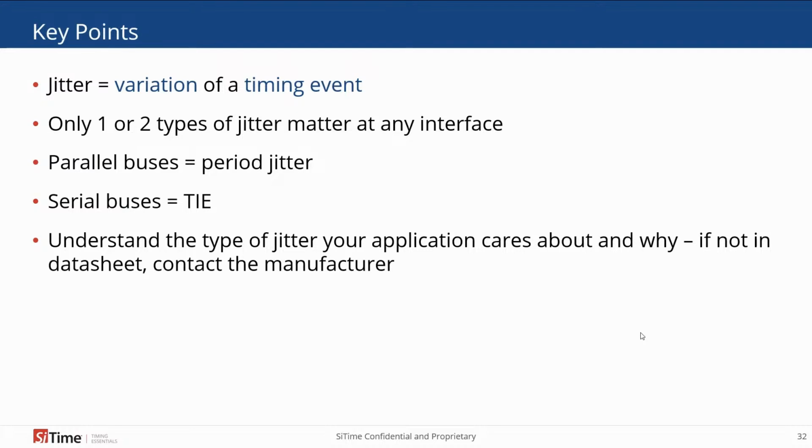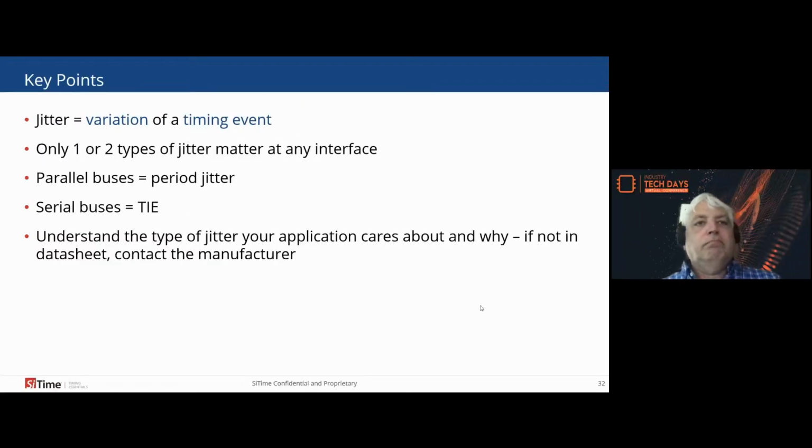And keep in mind that only one or two types of jitter matter in any given interface. If you're working with parallel buses, you care about period jitter, and serial buses care about time interval error jitter. And the key point, the last bullet here, is that you really try to understand your application from the point of view about what type of jitter it cares about and why.